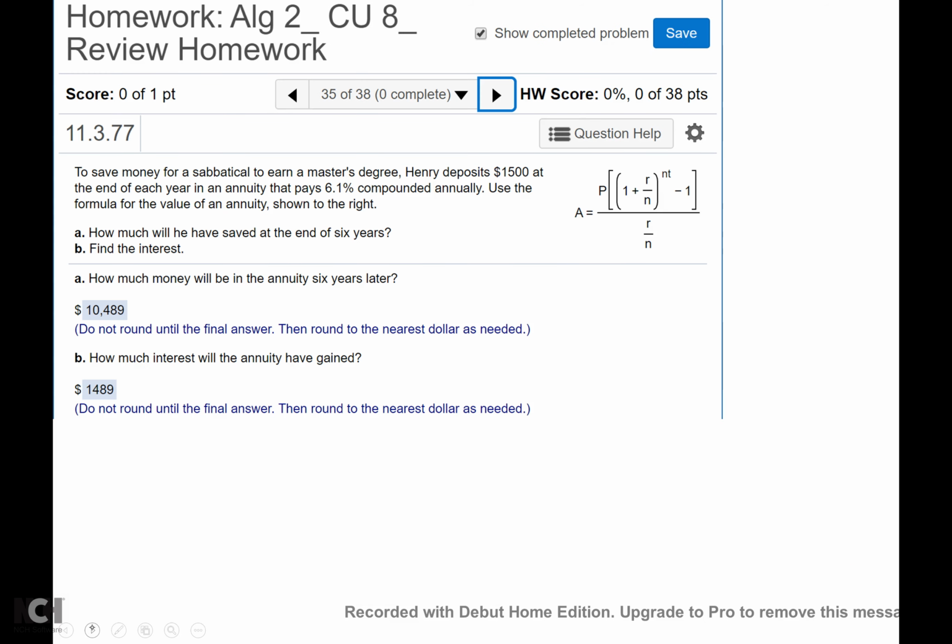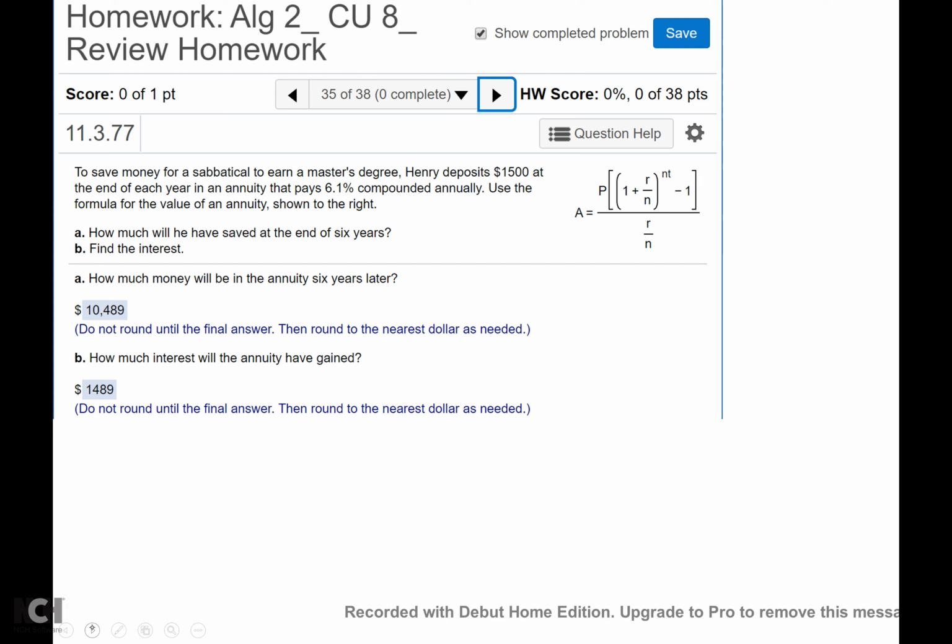All right, number 35. To save money for a sabbatical to earn a master's degree, Henry deposits $1,500 at the end of each year in an annuity that pays 6.1% compounded annually. Use the formula for the value of the annuity shown at the right. How much will he have saved at the end of 6 years? And they want you to find the interest.